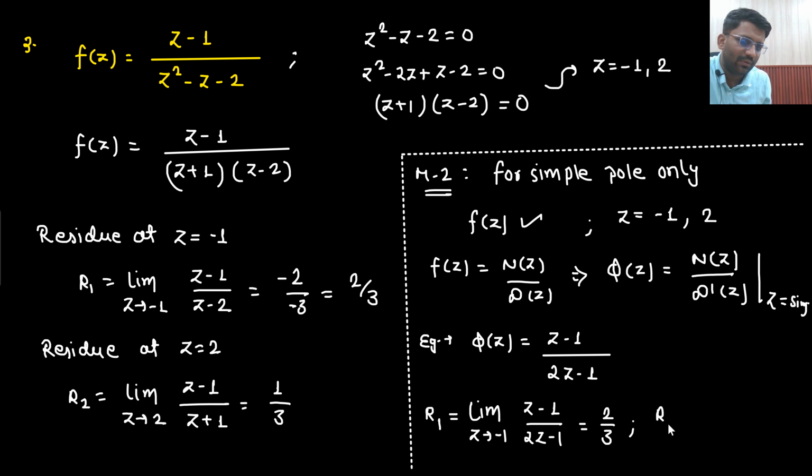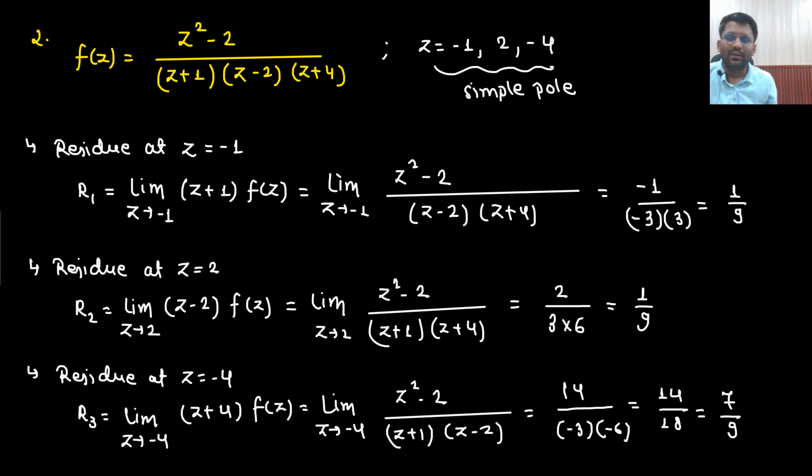And what about the residue at z equals 2? What you need to do is limit z tending to 2. In the new function I have made, numerator as it is, differentiate the denominator to get 2z minus 1, you just put z equals 2. What answer are you getting? 2 minus 1 is 1 and this will be 3. So 1 by 3 is the answer.